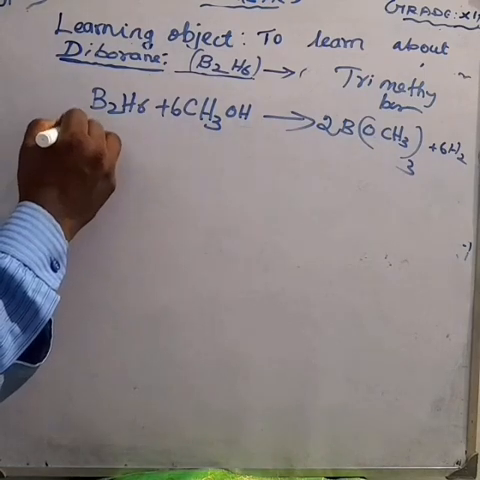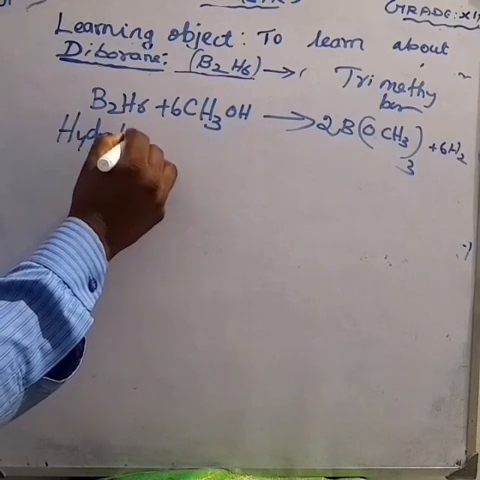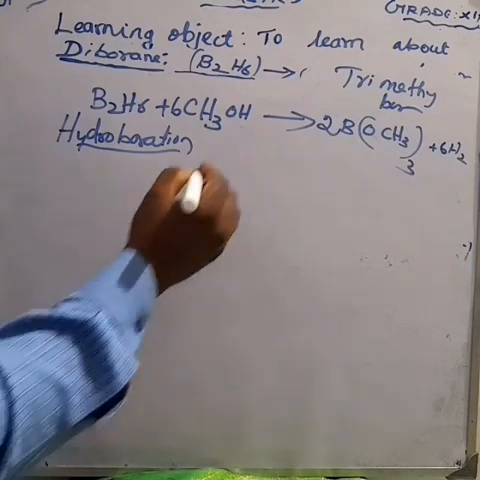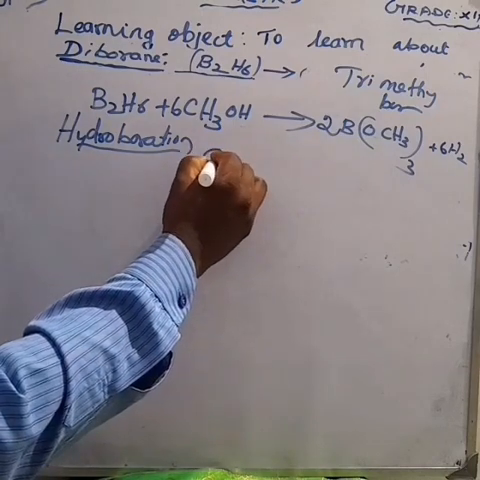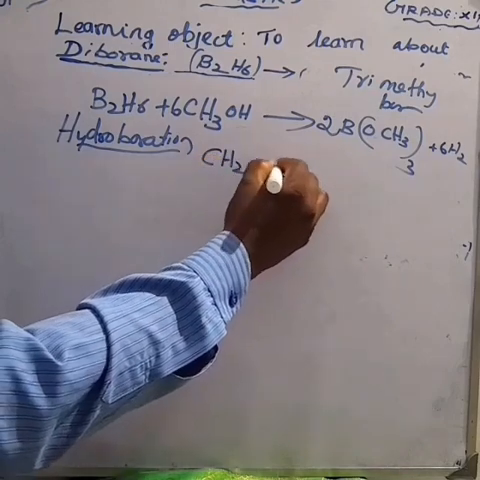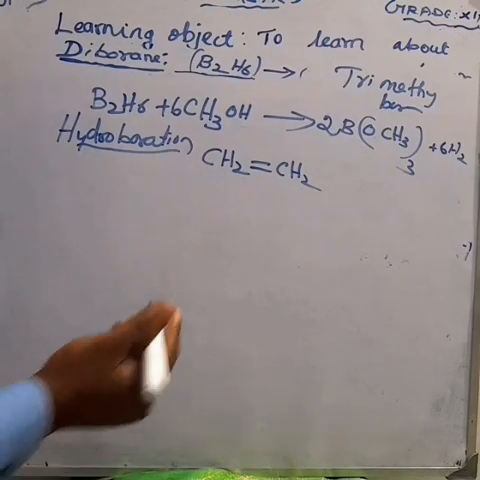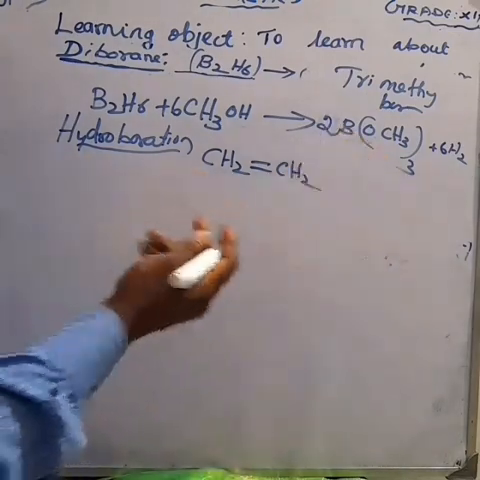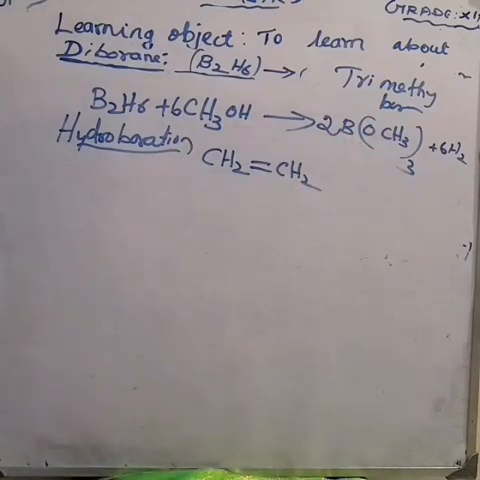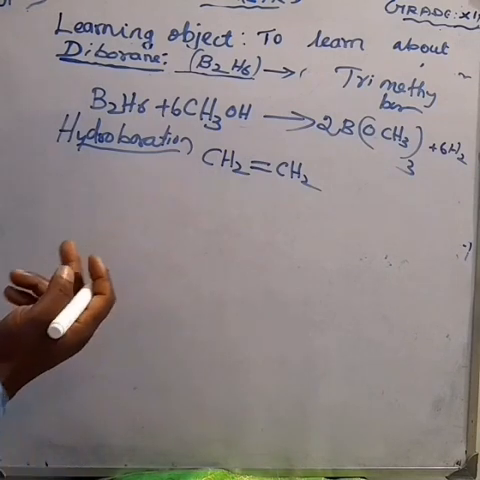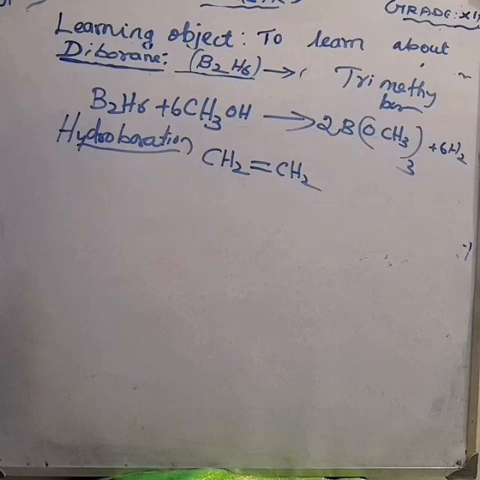What about hydroboration? Dear children, whenever diborane is added to the alkenes, alkenes means an organic compound containing a double bond. A compound containing a triple bond is called an alkyne. What about the alkanes? A compound containing single bonds, for example methane, CH4. Anyhow, diborane is added to the alkenes, or alkynes, in a solvent at room temperature.